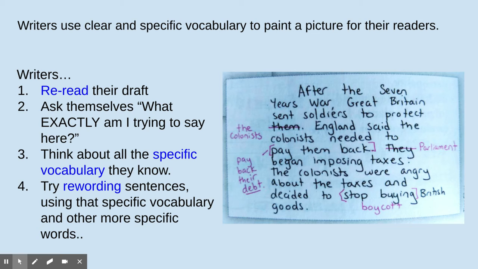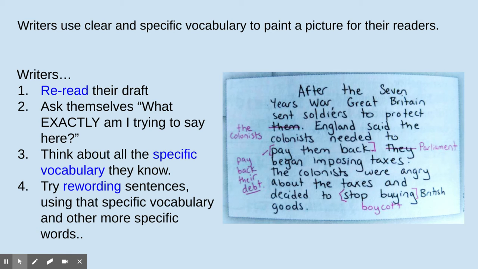So there's a lot of theys and thems, and we don't know who the writer is actually talking about. So the first sentence, after the 7 Years' War, Great Britain sent soldiers to protect them. The writer changes it to the colonists. After the 7 Years' War, Great Britain sent soldiers to protect the colonists.